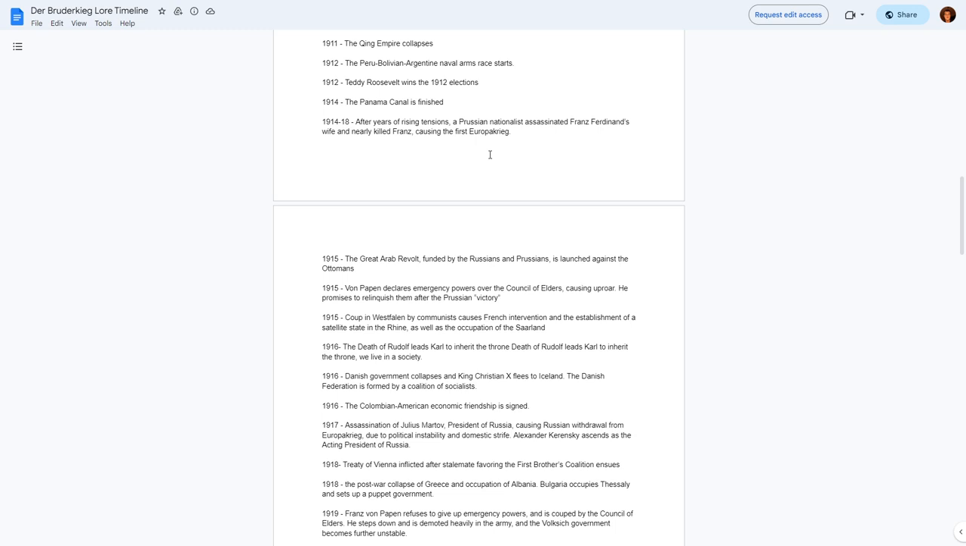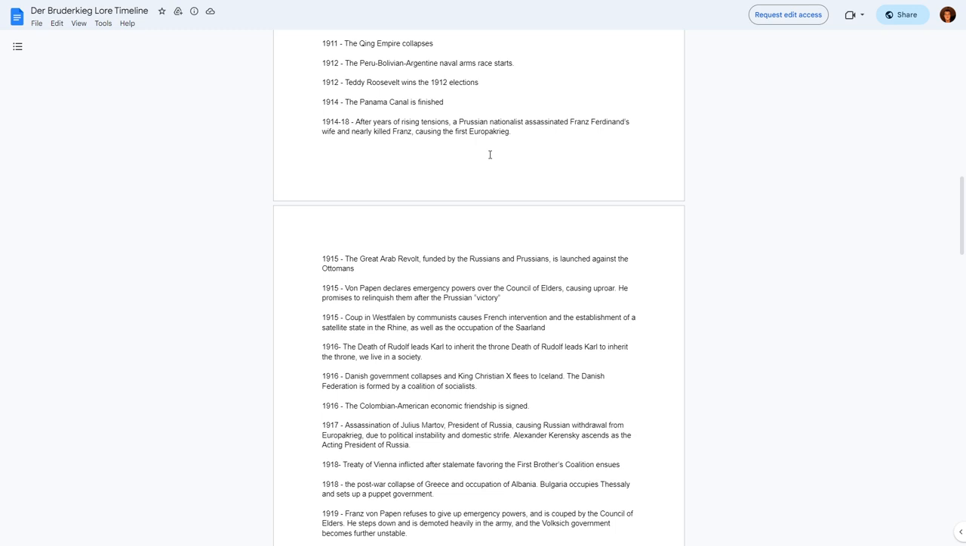1915, the Great Arab Revolt, funded by the Russians and Prussians, is launched against the Ottomans. 1915, von Papen declares emergency powers over the Council of Elders, causing uproar. He promises to relinquish them after the Prussian victory. 1915, coup in Westphalen by Reds causes French intervention and the establishment of a satellite state in the Rhine, as well as the occupation of the Saarland. Surprised he didn't do it sooner.